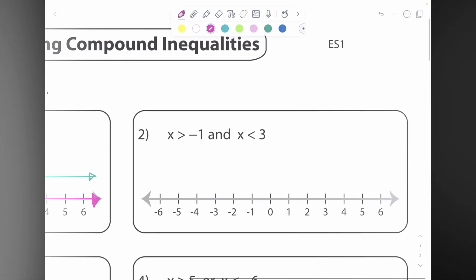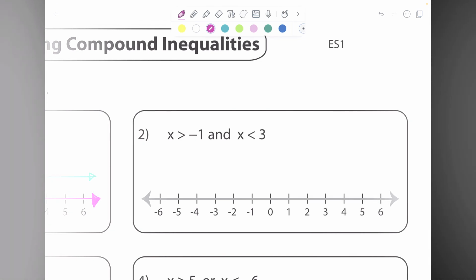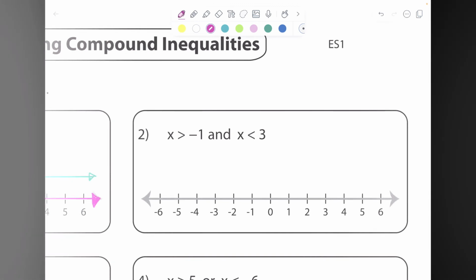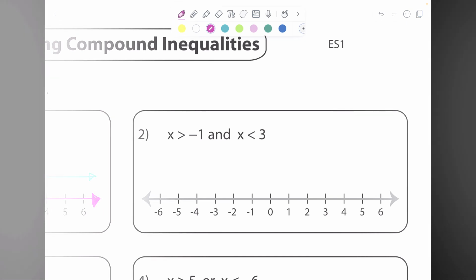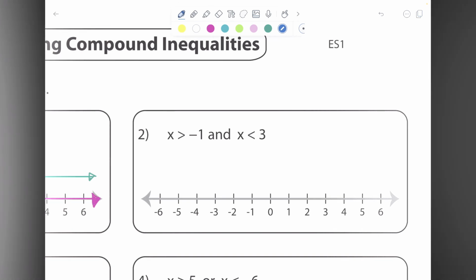Now we're going to talk about an AND statement. An AND statement, as I said already, is described as an intersection. So when we draw the two separate things, we're actually looking for what they have in common. So we're going to do the two separate graphs just to describe what's going on here.